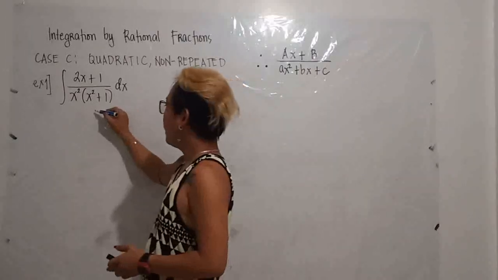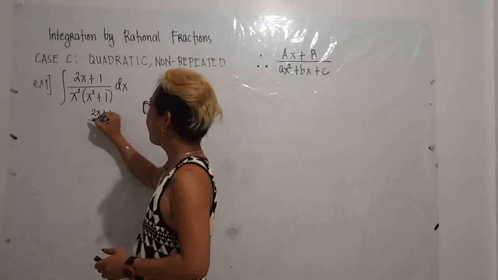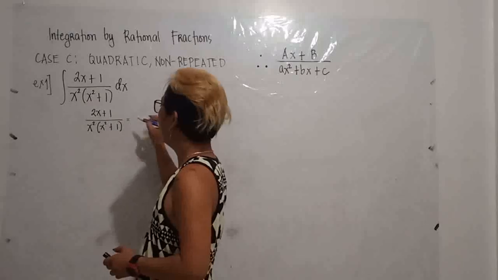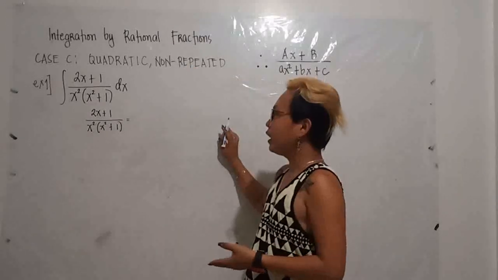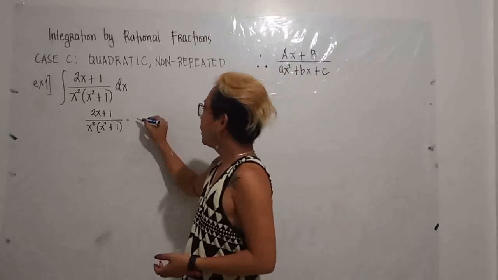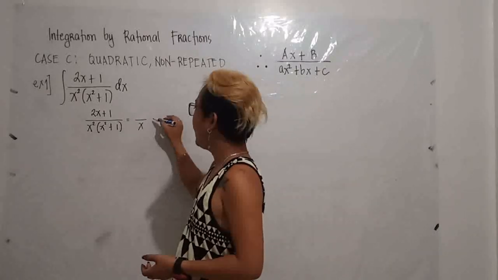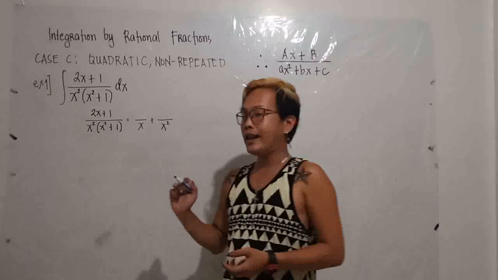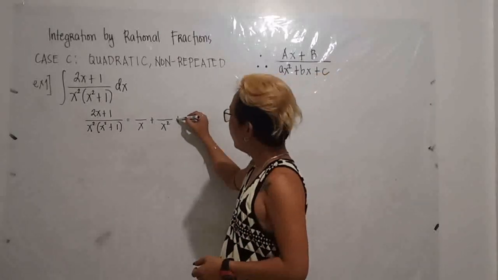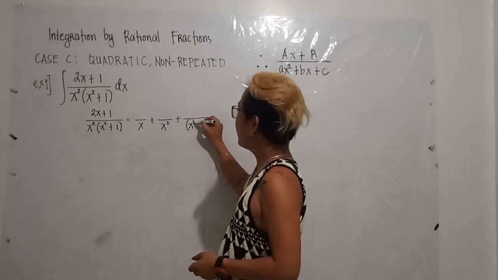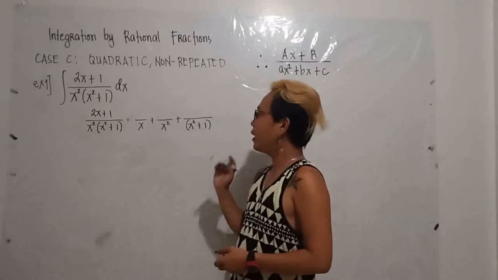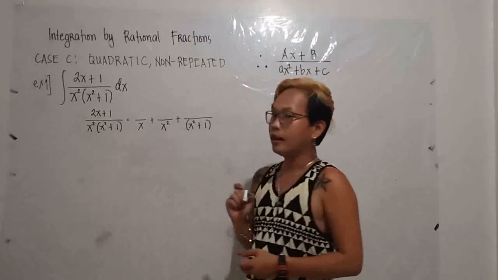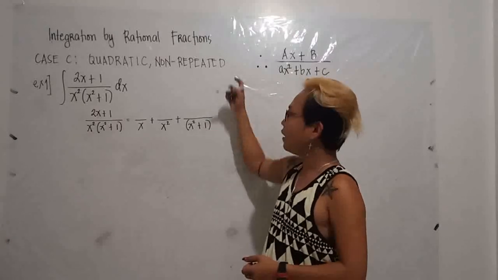So, in that case, let's say you will have 2x plus 1 over x squared multiplied to x squared plus 1. Sabi ko kanina, x squared can be under ng linear and repeated. So, kapag linear and repeated, pwede siya maging over x plus over x squared. Hihinto tayo dun sa highest degree ni x squared. So, you will have also plus over x squared plus 1. So, that is x squared, and x squared plus 1. This is linear, repeated. This is quadratic, non-repeated.